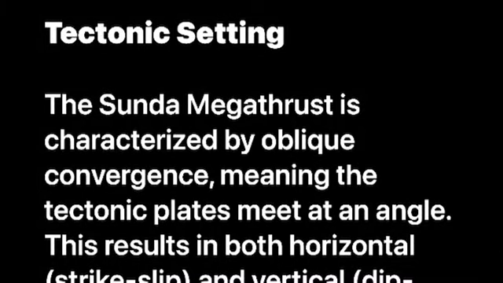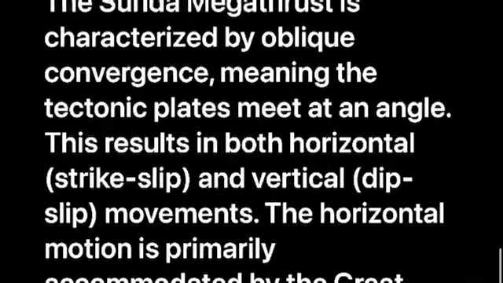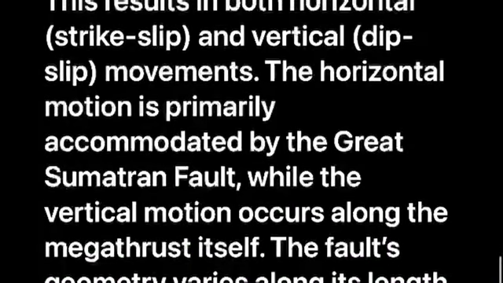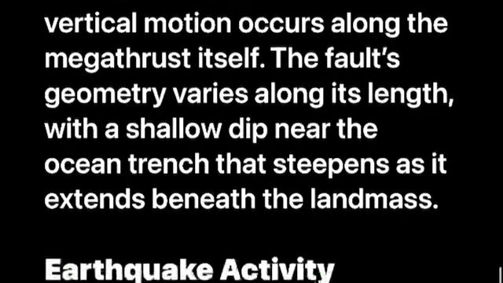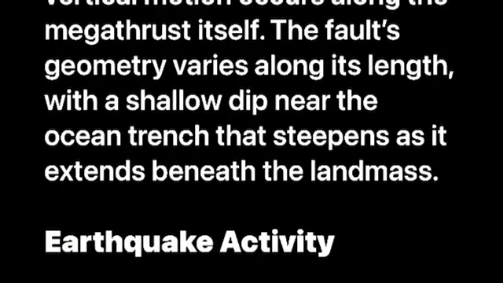Tectonic setting. The Sunda Megathrust is characterized by oblique convergence, meaning the tectonic plates meet at an angle. This results in both horizontal, strike-slip, and vertical, dip-slip movements. The horizontal motion is primarily accommodated by the Great Sumatran Fault, while the vertical motion occurs along the megathrust itself. The fault's geometry varies along its length, with a shallow dip near the ocean trench that steepens as it extends beneath the landmass.